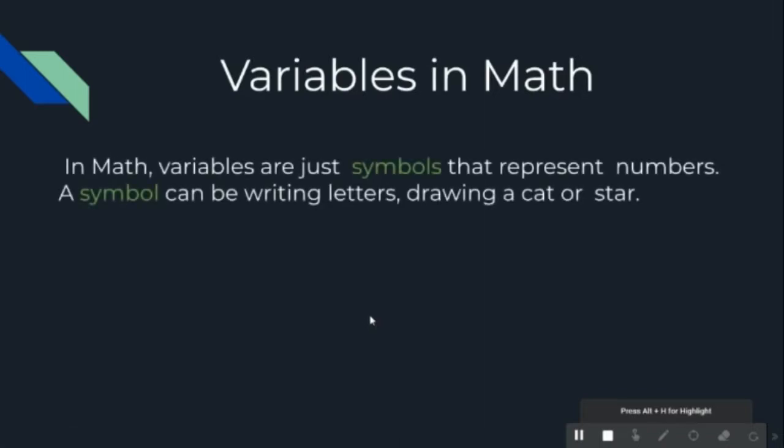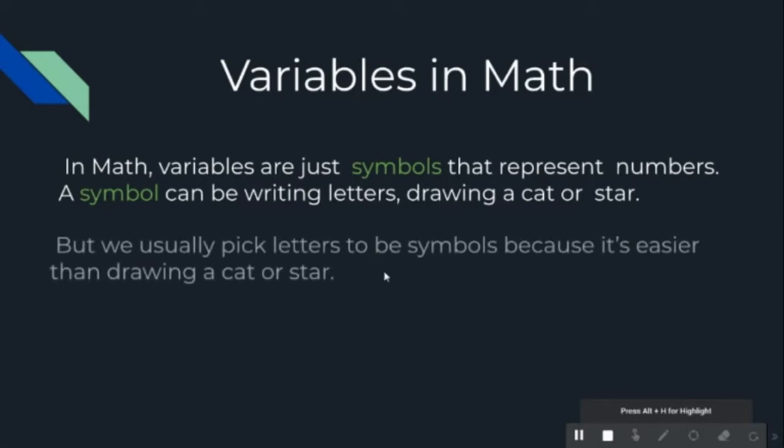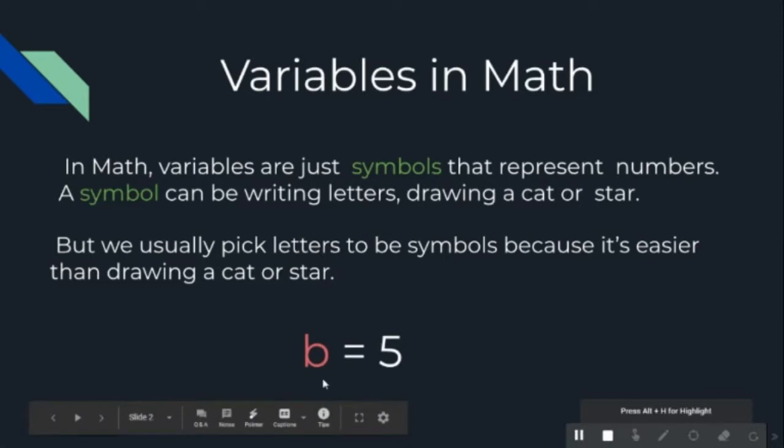So, in math, variables are just symbols that represent numbers. A symbol can be a letter. You can draw a cat as a symbol or a star. But we usually pick letters to be symbols because it's easier than drawing a cat or a star. Here's a variable. It has the value 5 in it. The letter b is a variable, and 5 is the value of the variable.